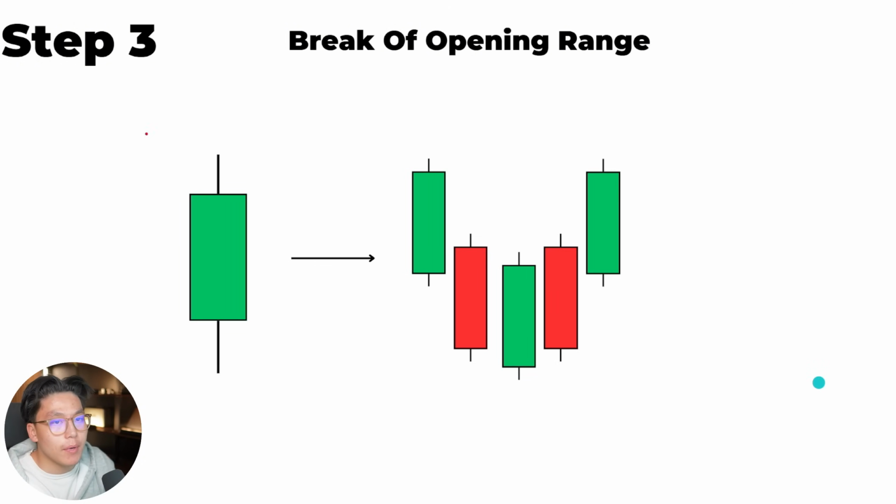Now we're on step number 3, and what we want to do is wait for the break of the opening range. So as you can see right here, what we have marked out is your opening range high and your opening range low.